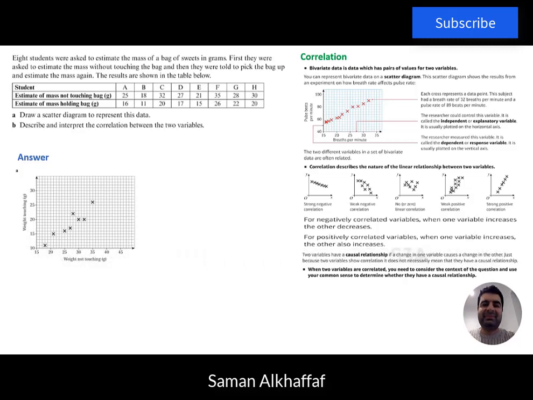And for part B, we need to describe and interpret the correlation between the two variables. So in this scenario, we can see it is a positive correlation, because as one variable increases, the second also increases. So each student's tendency to guess lower or higher than the mean was the same in both tests, and this will be our response for this question.